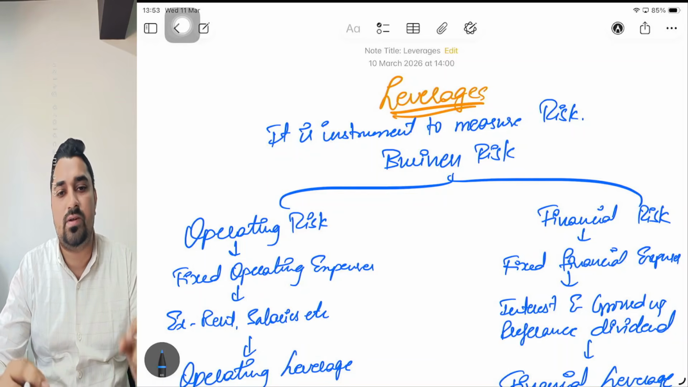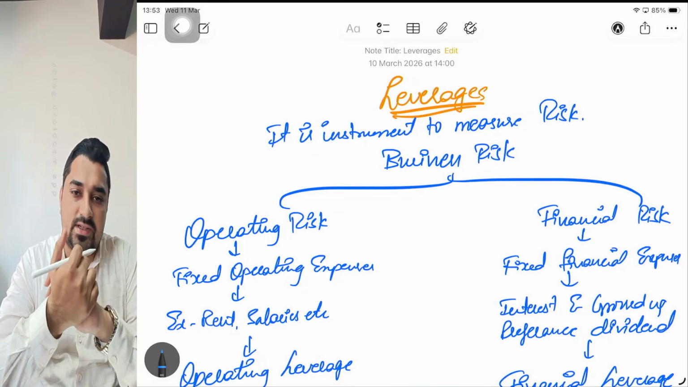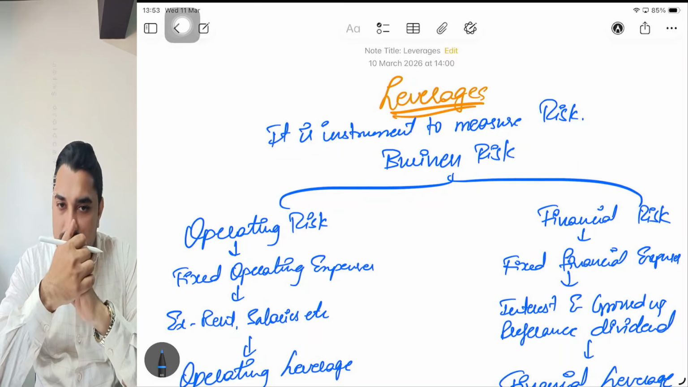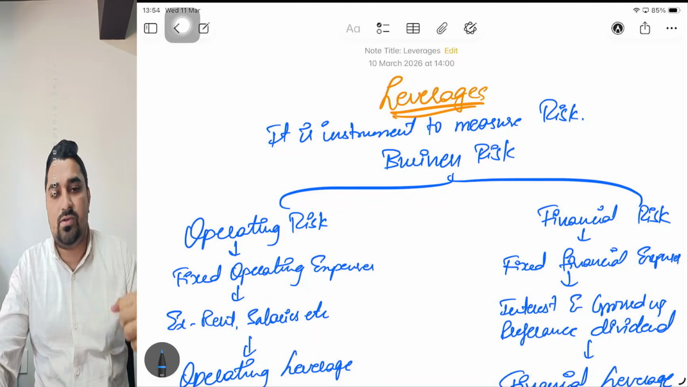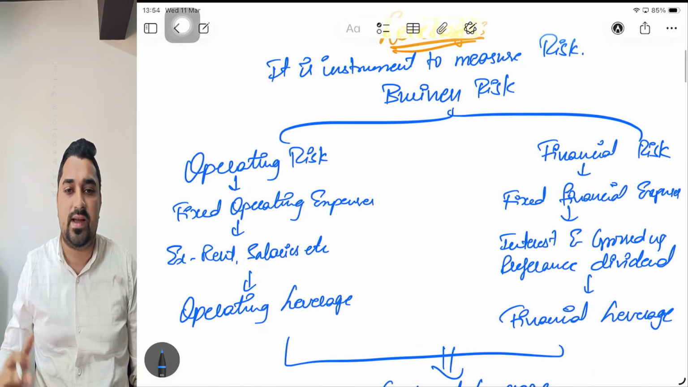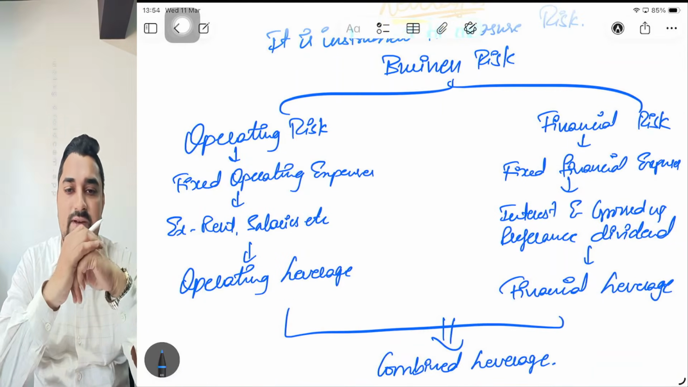Today we'll discuss one more short yet important and scoring chapter, that is leverages. So what do you mean by leverage? Leverage is an instrument to measure risk. So what do you mean by risk? If I have to divide business risk, I can classify business risk into two types. One is operating risk, another one is financial risk.